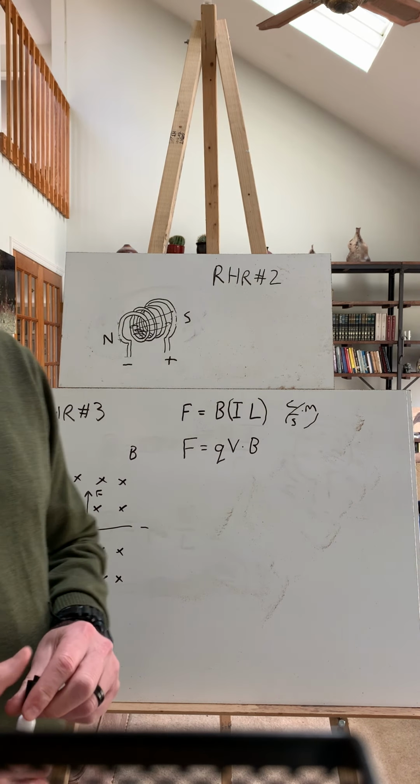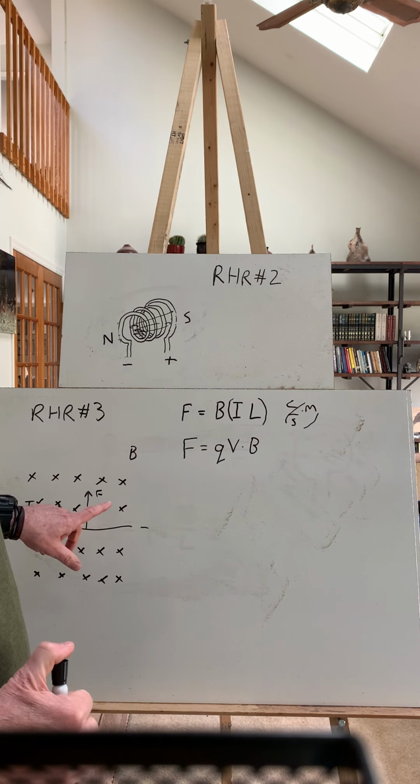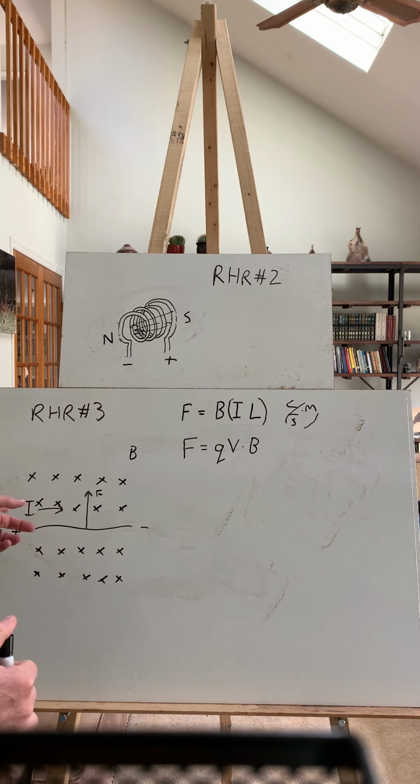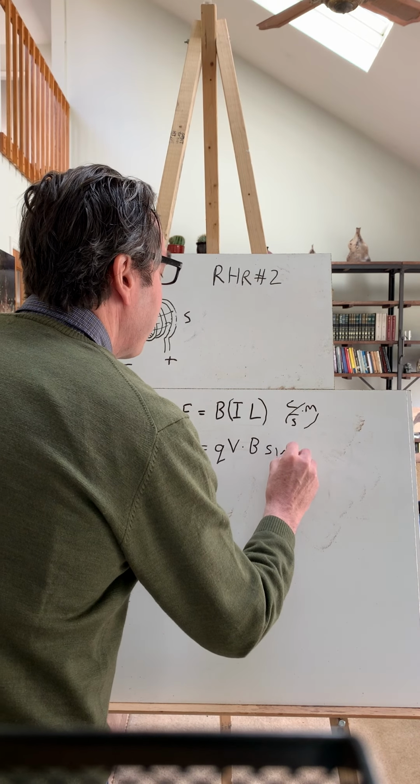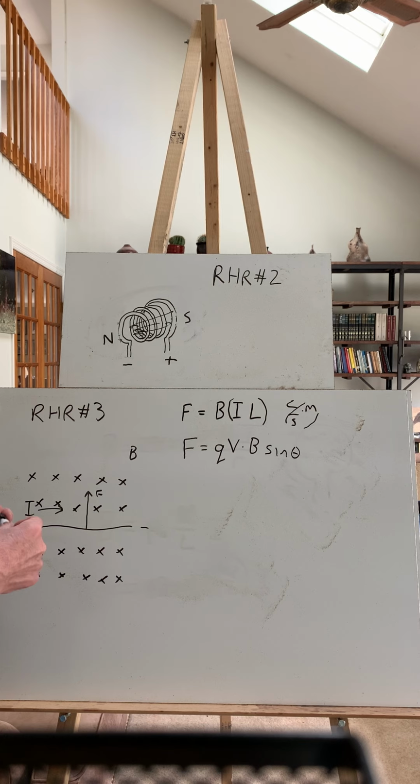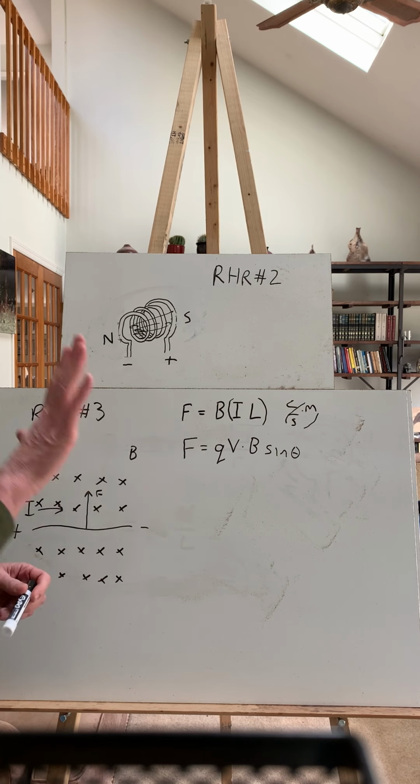Your book also deals with angles other than 90 degrees. Most of our examples will have the current or the velocity at 90 degrees to the field. In that case, there's another term, sine of theta. And if the motion of the charge or the current is 90 degrees to the field, sine of 90 equals 1, and you get full strength. As the motion of the charge gets closer and closer to the direction of the field, the strength drops.